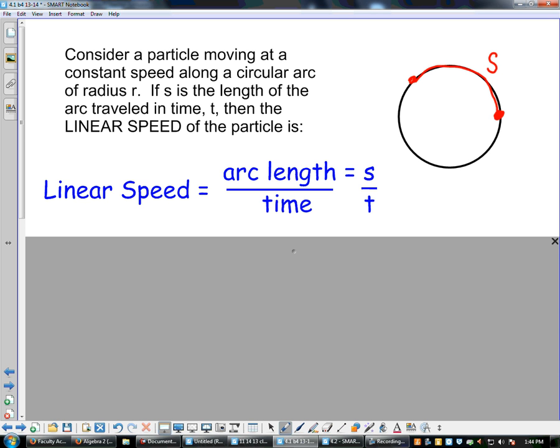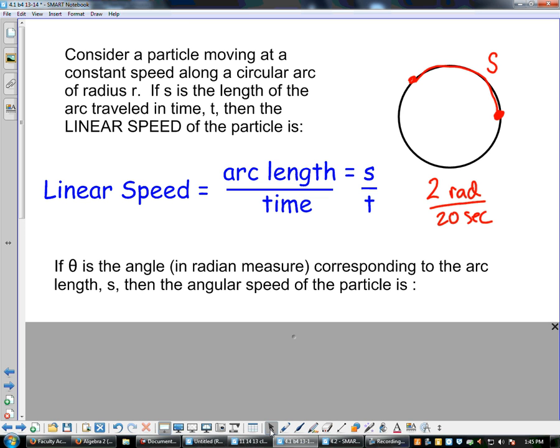And if it takes us, let's say, 20 seconds as a little ant to traverse that distance, and let's say that happened to be maybe 2 radians, for example, then our linear speed would be 2 radians over 20 seconds, right? That would be the linear speed. How fast we are moving around a circle is linear speed.